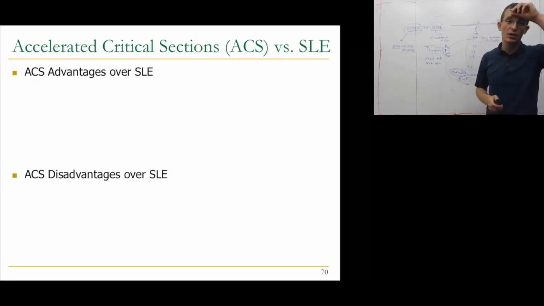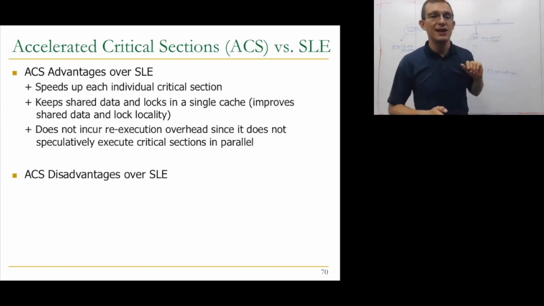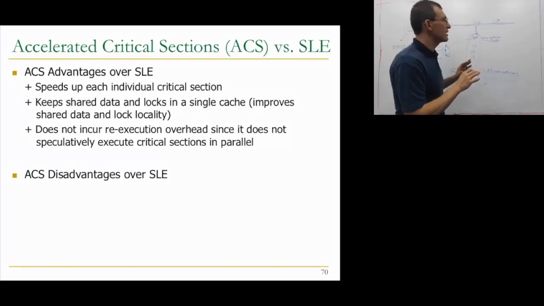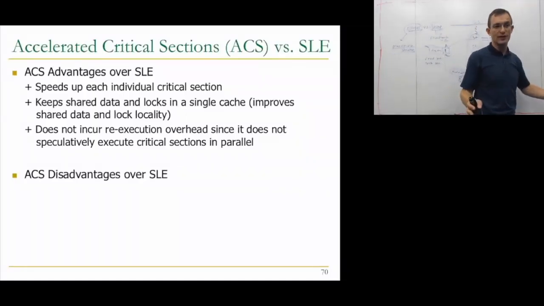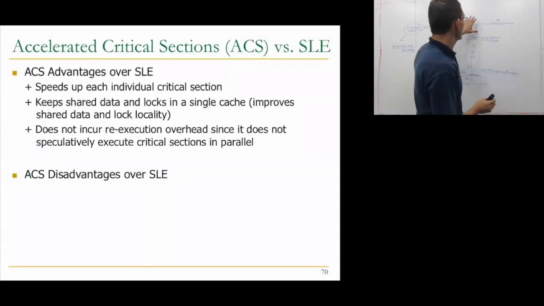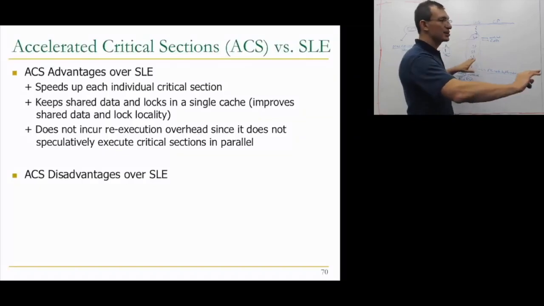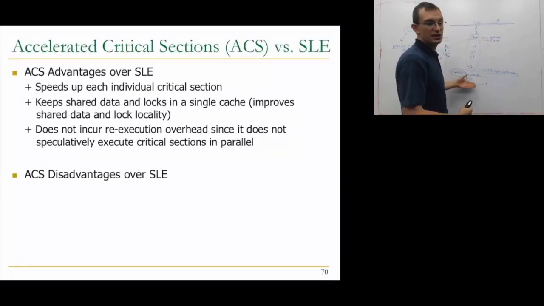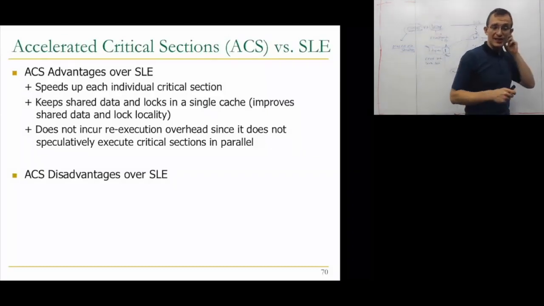In this slide, we talk about some conceptual differences. Accelerated critical sections has several advantages because it can speed up each individual critical section. Right? If you think about it, you actually speed it up by sending it to a large core. At least that's the goal of accelerated critical sections. Whereas speculative lock elision is more for latency hiding. Basically, instead of serializing the critical sections, why don't we parallelize them such that we can hide the latency of these two critical sections? Right? That's the idea. So that is an advantage of ACS.